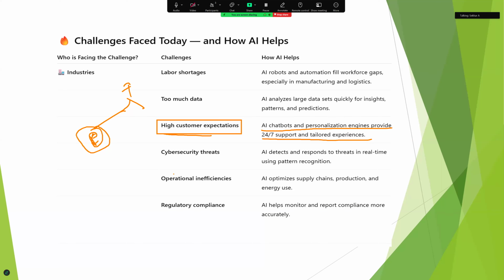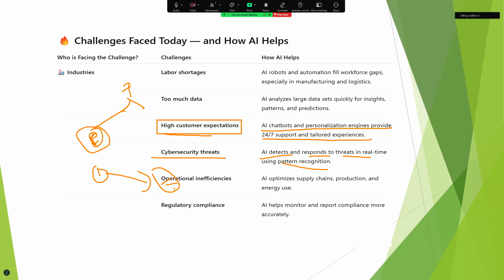Am I right? How we are upgrading our skills on a weekly, monthly, yearly basis, right? So here AI is learning every minute from the data. Okay, cyber threats. AI detects and responds to threats in real time using patterns. You know, right? If you go on social media, old videos are also trending.